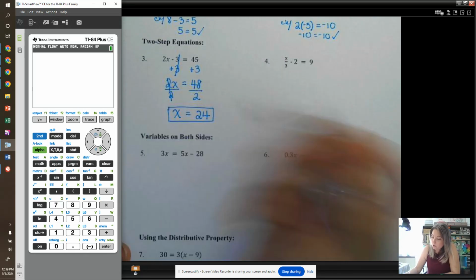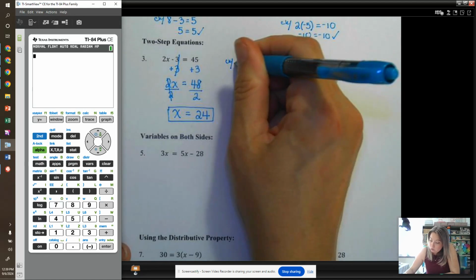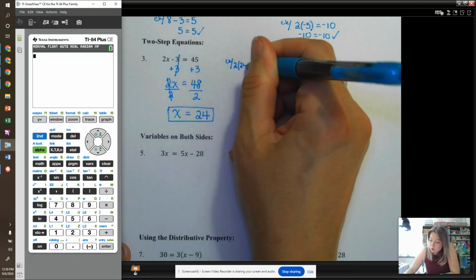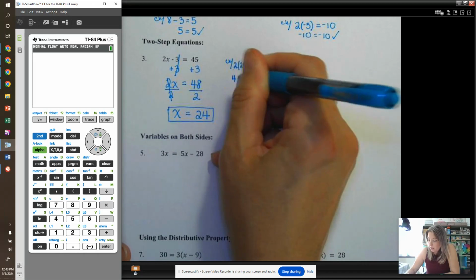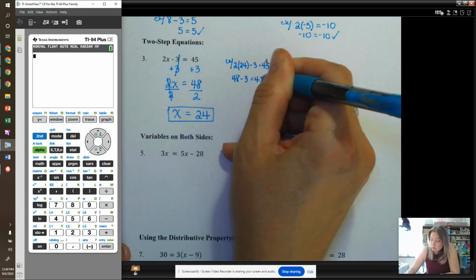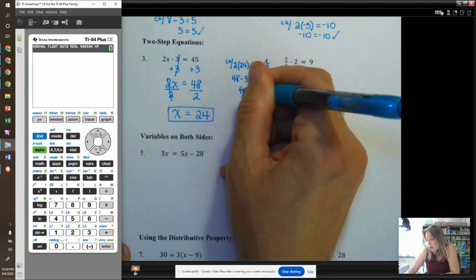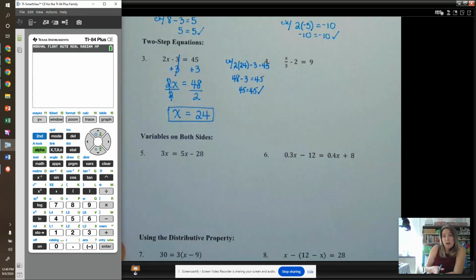Okay, this time if you're checking and you think about what that looks like, it's 2 times 24 minus 3 should give me 45. Well, 2 times 24 is 48. That's a number that sounds familiar. And 48 minus 3 gives me 45. And this is how I check my answer to make sure I'm correct.